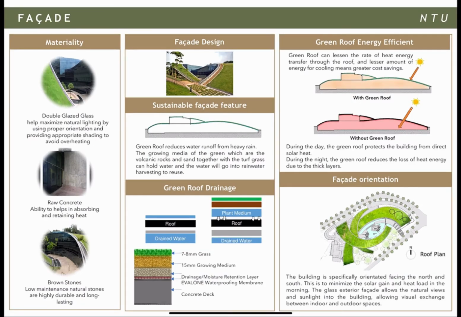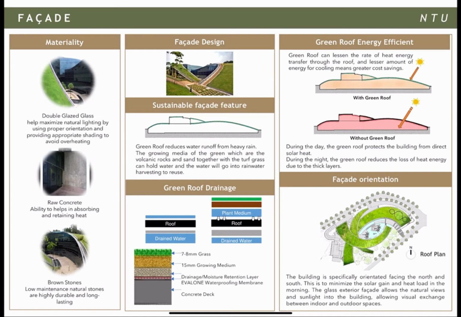For the materiality, the first and obvious one will be the double-glazed glass. It helps maximize natural lighting by using proper orientations and providing appropriate shading to avoid overheating. And the second one will be the raw concrete. It has ability to help in absorbing and retaining heat. And the third one will be the brown stone walkway. It is low maintenance natural stone and it is highly durable and long lasting.